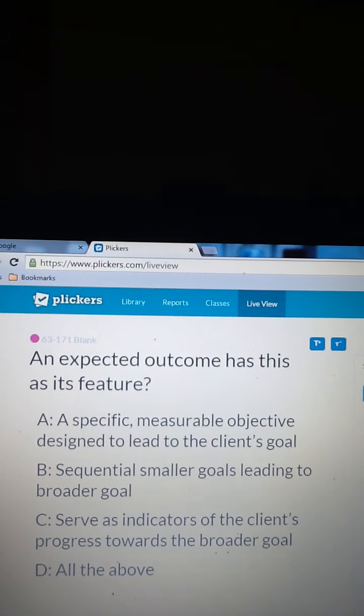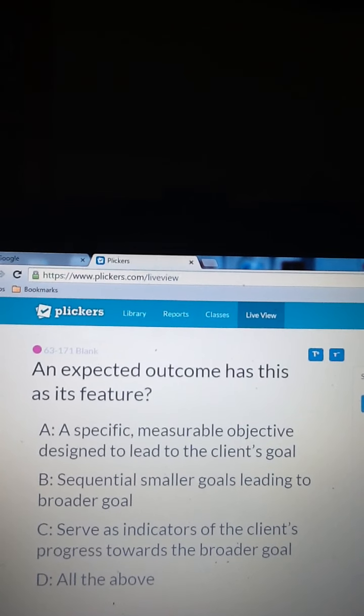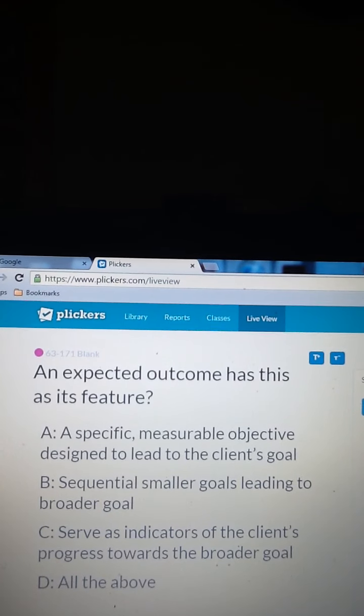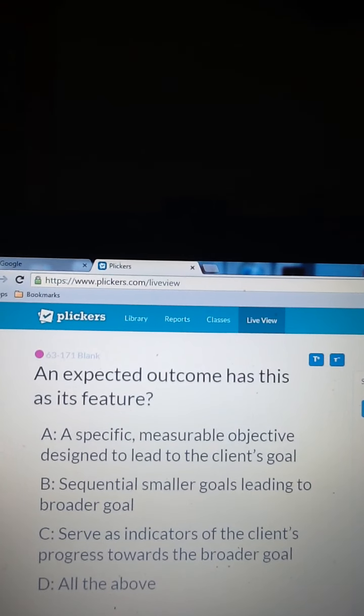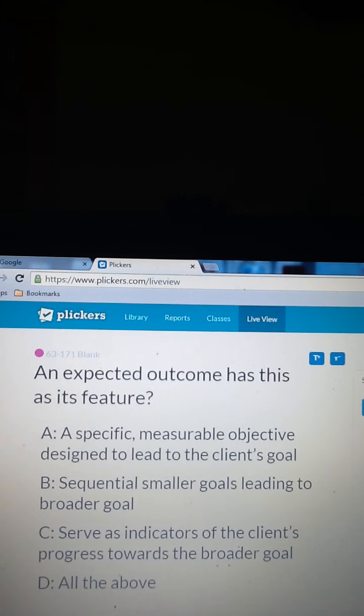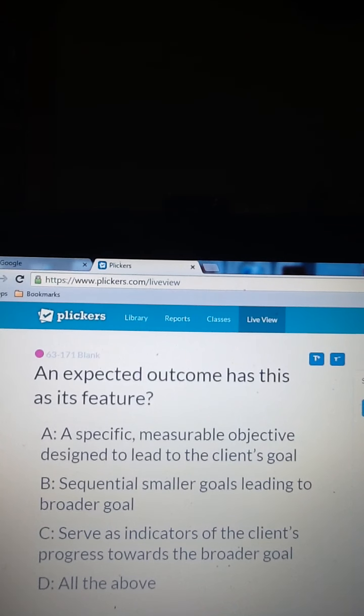These are the Plickers questions for test 2, starting with week 5, planning. An expected outcome has this as its feature. A, a specific measurable objective designed to lead to the client's goals. B, sequential smaller steps leading to broader goal. C, serve as indicators of the client's progress towards the broader goal. Or D, all of the above. And the answer is D, all of the above.